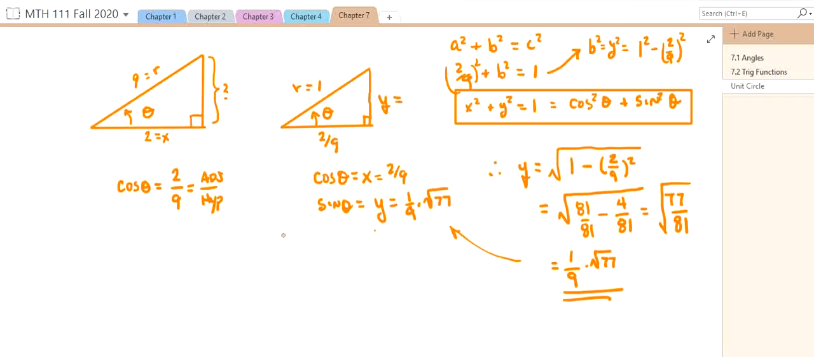So that's a little more complicated than what we were doing before, but that's another way to use this unit circle idea. So you don't have to even mess around with calculators.